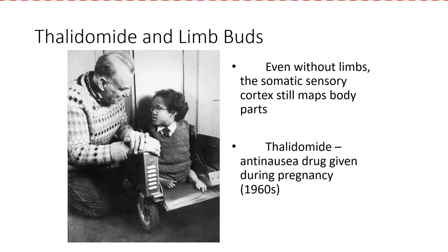Now, we learned through regulation of this drug and investigation of it that certain babies were born without limbs. So we, of course, didn't want to use this drug for anti-nausea during pregnancy. Now, the interesting thing here is the somatic sensory cortex in the postcentral gyrus still maps out body parts. So even a person born without arms or legs still has mapping in their brain for those body parts. That's how they can have sensations of body parts that aren't even there.